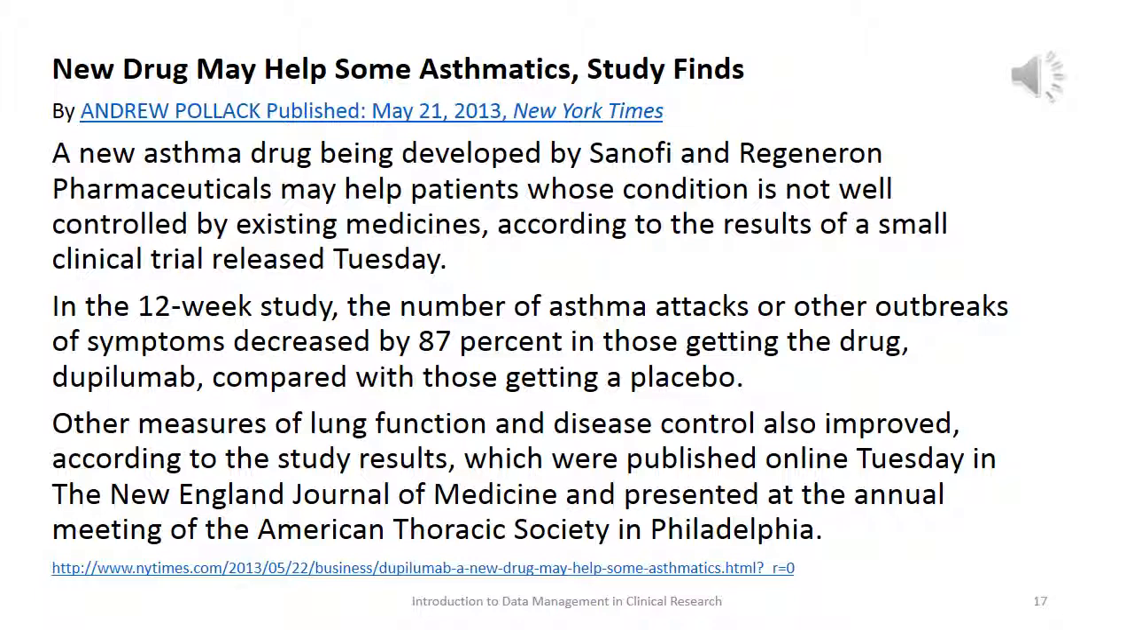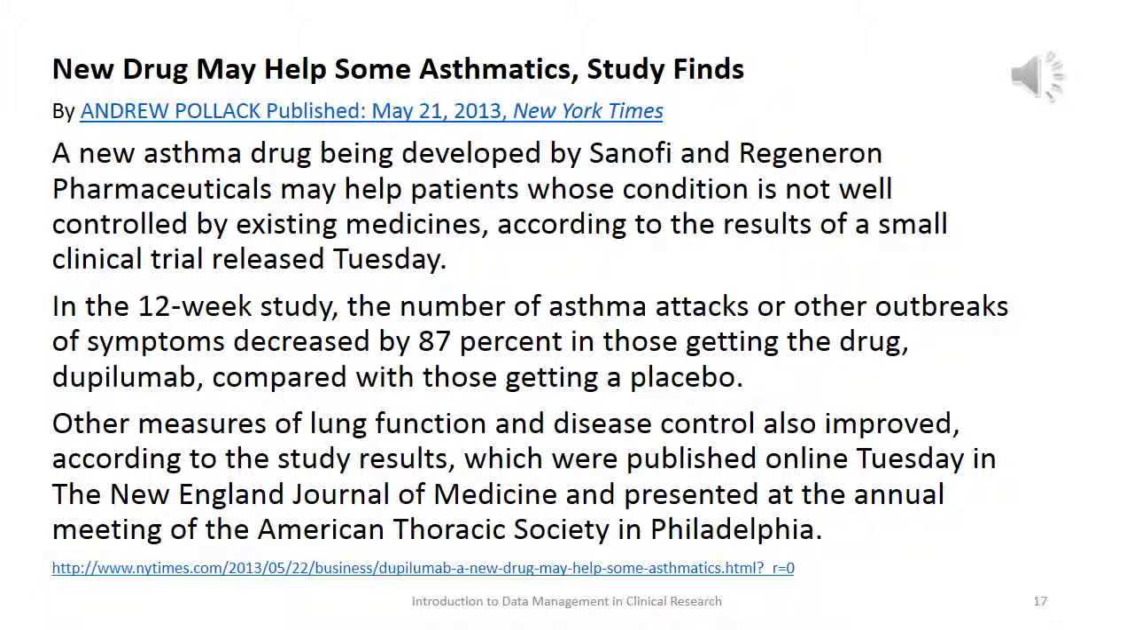So if we take a look at what our assignment is, what was studied? A new asthma medication, a new asthma therapy. And who was it studied by? 2 pharma companies, Sanofi and Regeneron. What data was collected? If you look in the second paragraph, over a 12-week study, they collected the number of asthma attacks or other outbreaks of symptoms in the patients. So how many asthma attacks did they suffer from during that 12-week period? And then what were the results?